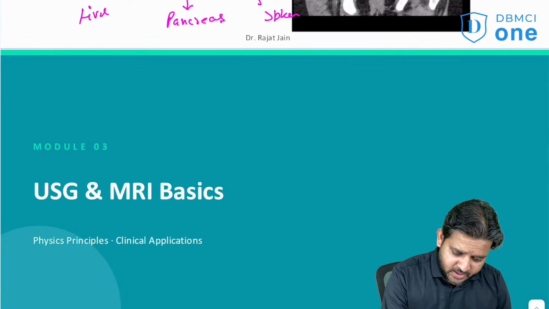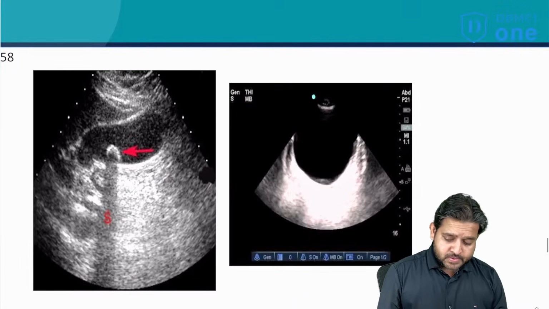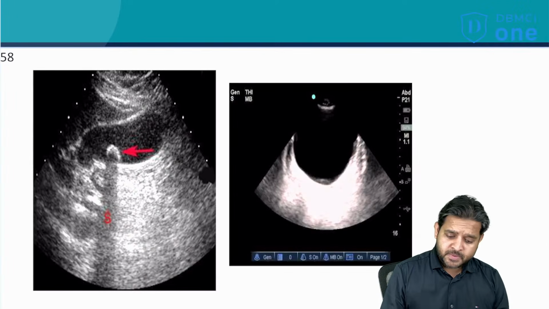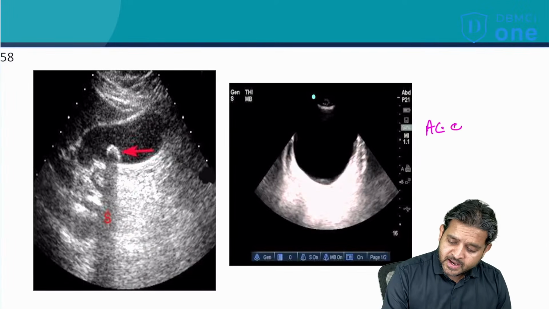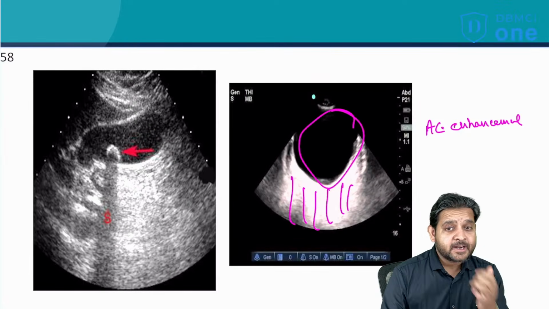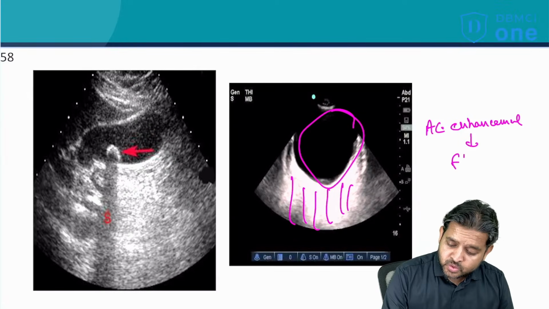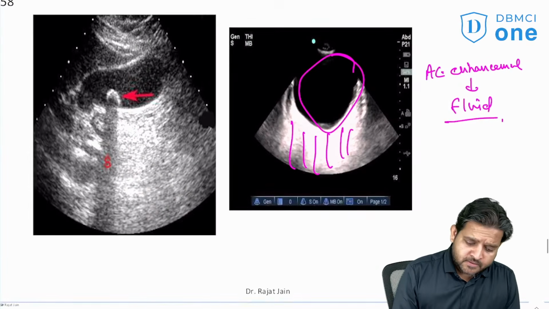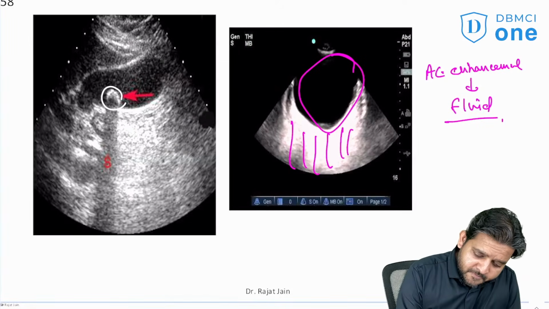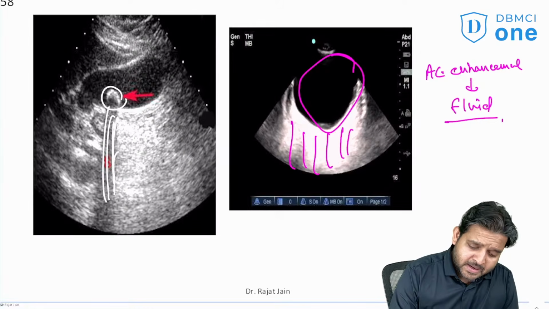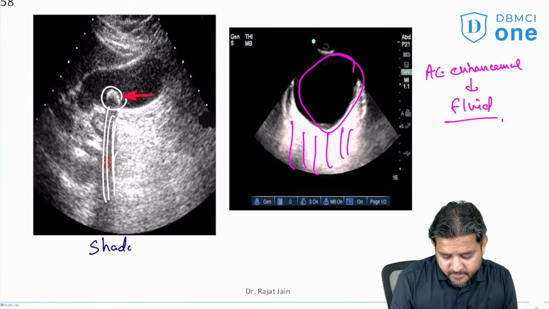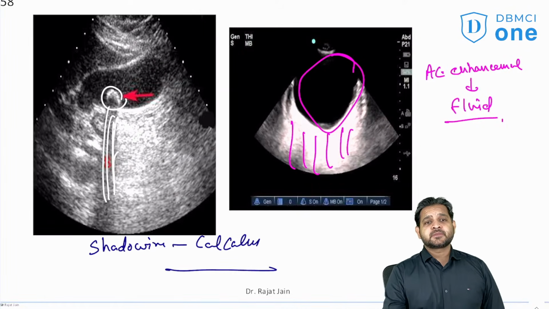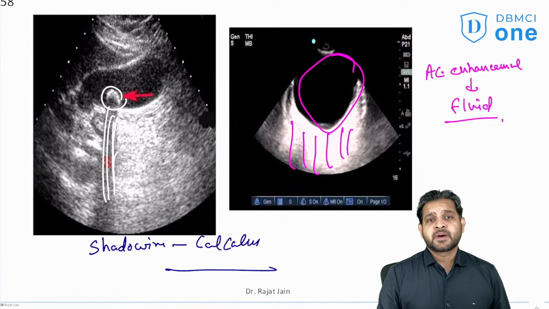Now let us look at module 3, ultrasound and MRI basics. So two important signs of the ultrasound that I want you to remember is acoustic enhancement. When you see more brightness behind a fluid containing structure, it is to be noted that acoustic enhancement is the marker for fluid. And if you see this area and then you see a black area behind, then that is shadowing, which is a marker of calculus. Acoustic enhancement is the marker for fluid and acoustic shadowing is the marker for calculus.